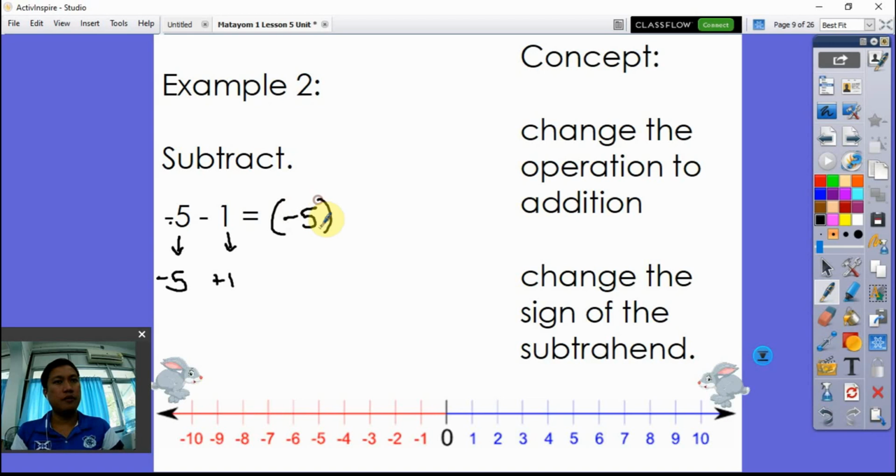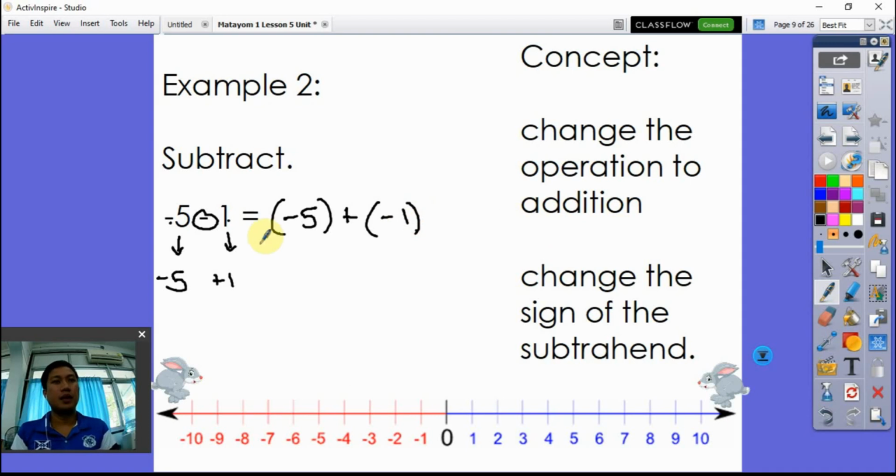So our negative 5 here will be the same. The minus sign will be changed into plus or addition. Positive 1 here will be changed into negative 1 based on our concept here. Change the sign of the subtrahend. So this positive 1 here will be negative 1.